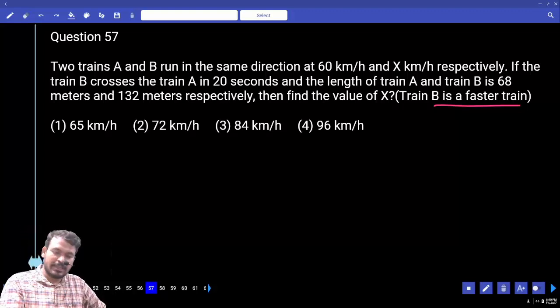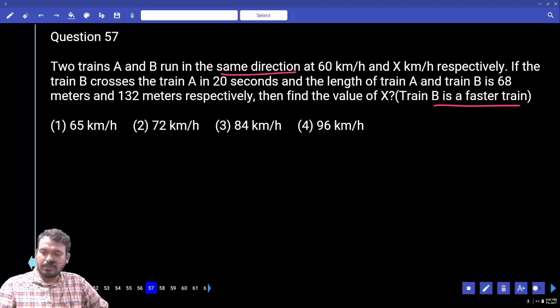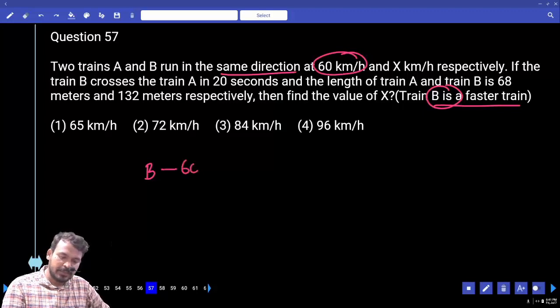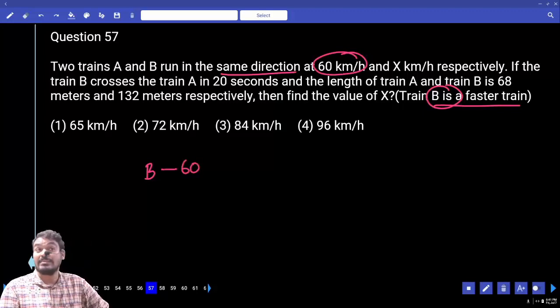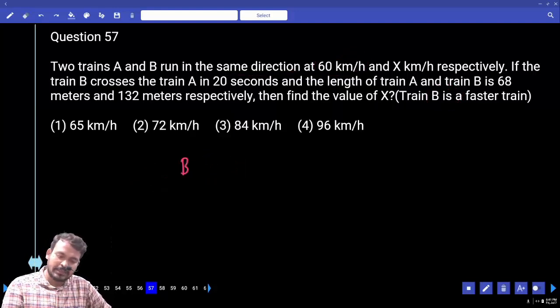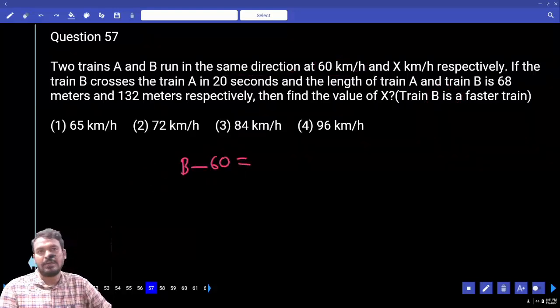Same direction. What is the relative speed? S2 minus S1, because here B is more than A, right? Suppose B's speed is x. What is A's speed? 60. Then do we write x minus 60 or x plus 60? x minus 60. That is a speed value or a time value? Speed value. That is the speed relation in relative speed.